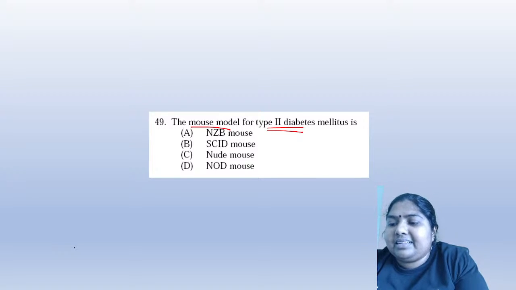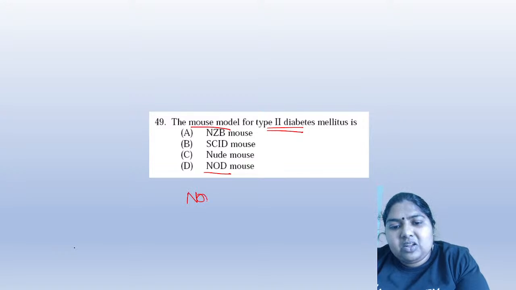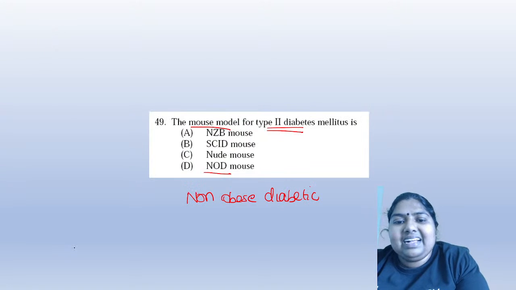Yes. What is this NOD? It is non-obese diabetic mice. Okay, right. Absolutely. So that is going to be the correct answer for this question also. Got it, everybody? Yes? Okay.